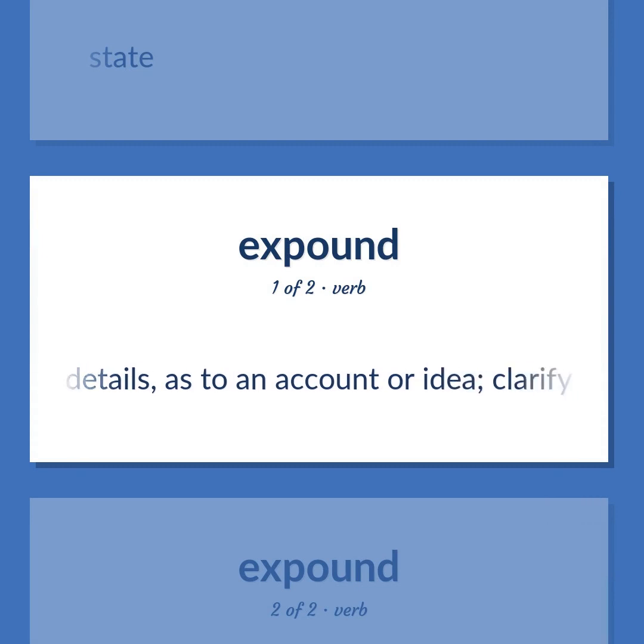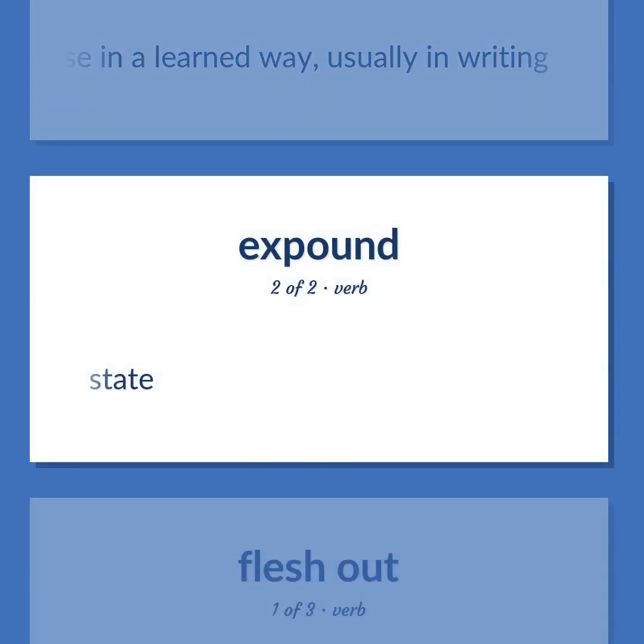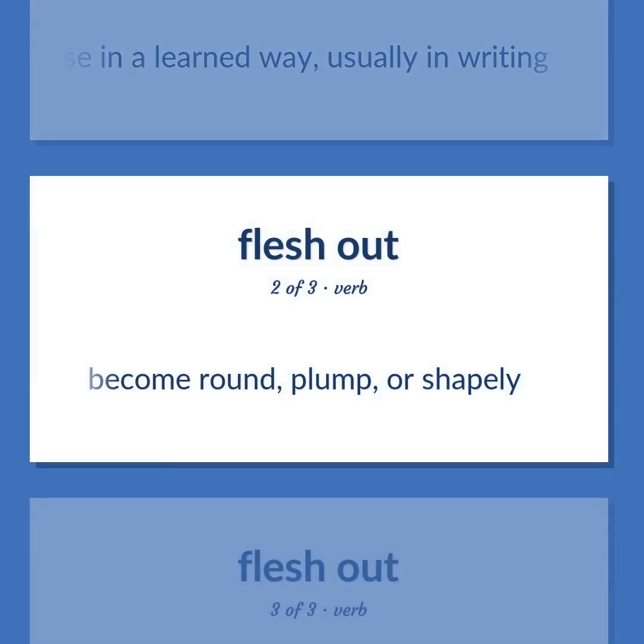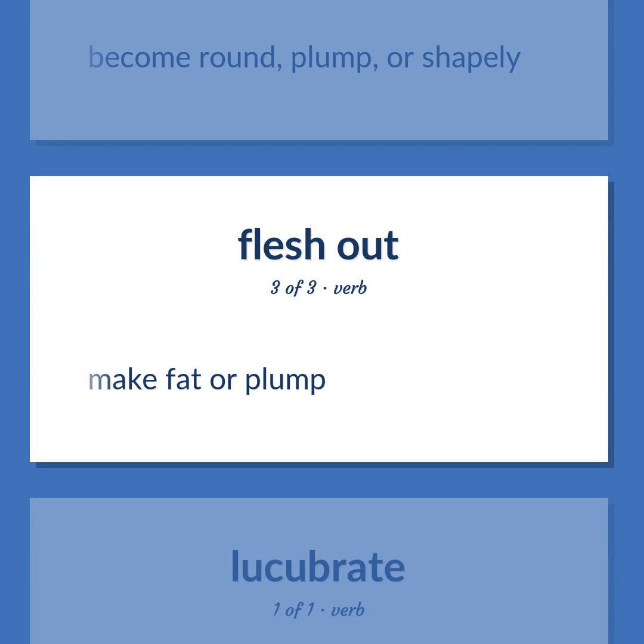Add details, as to an account or idea. Clarify the meaning of and discourse in a learned way, usually in writing. State. Become round, plump, or shapely. Make fat or plump.